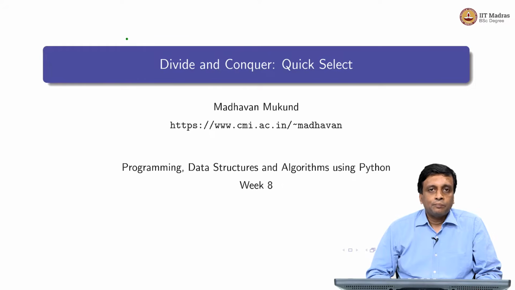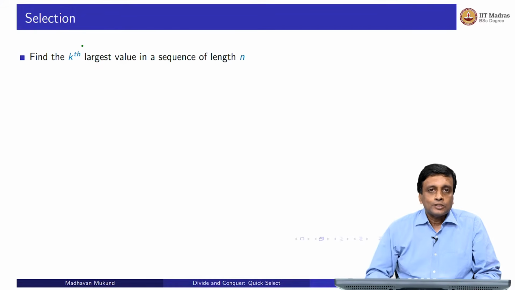So, as a final example of divide and conquer, we will look at a problem called quick select. Selection is the problem of finding a specific position in a list. In particular, we want to find the kth largest value in a sequence of length n.